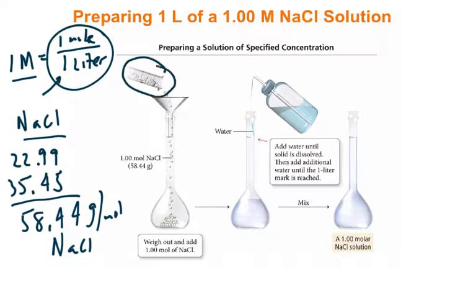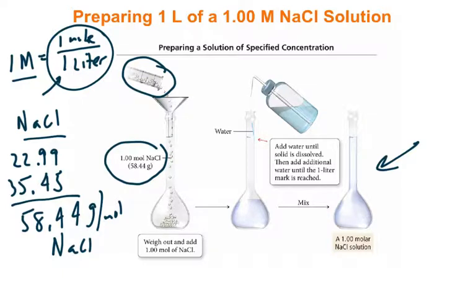As you can see here, it's been measured already. I have exactly 1 mole of NaCl. And then I fill this solution with distilled water, and I fill it all the way to the 1 liter mark, and I mix this solution. I'm going to have exactly a 1 molar solution of sodium chloride. So that's how I would prepare it.